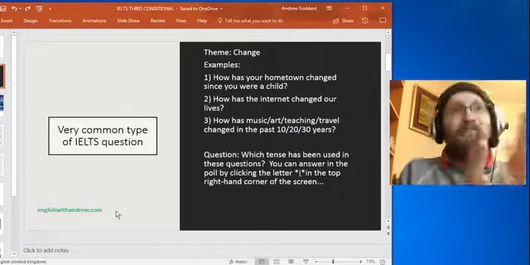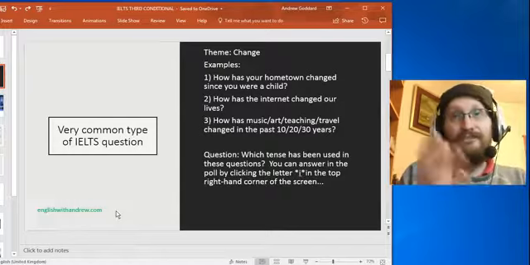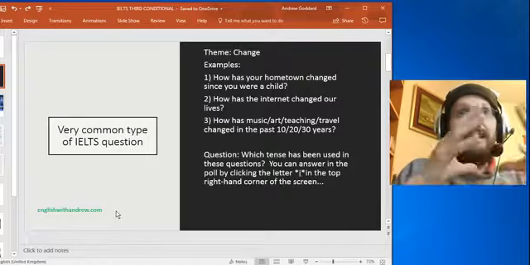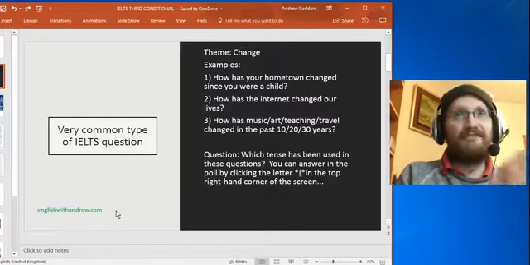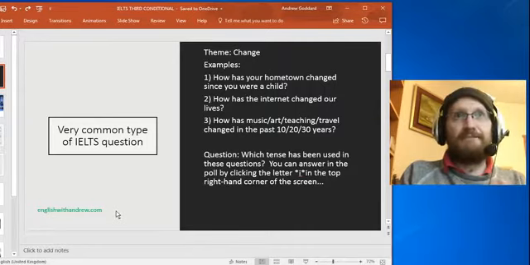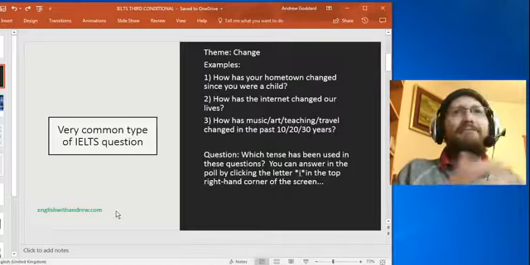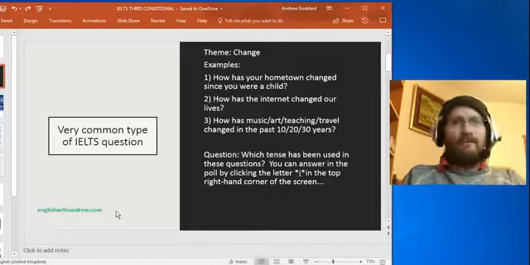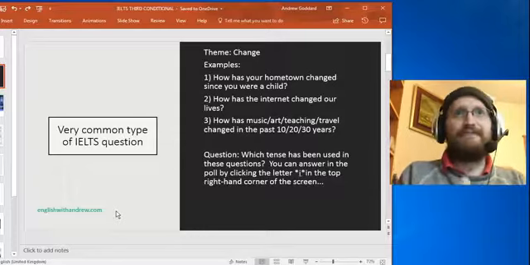This is about a very common type of IELTS question that occurs in part 3 of the exam: questions about things that have changed. Common examples: How has your hometown changed since you were a child? How has the internet changed our lives? How has music, art, teaching, travel, you name it, changed in the past 10, 20, 30 years?